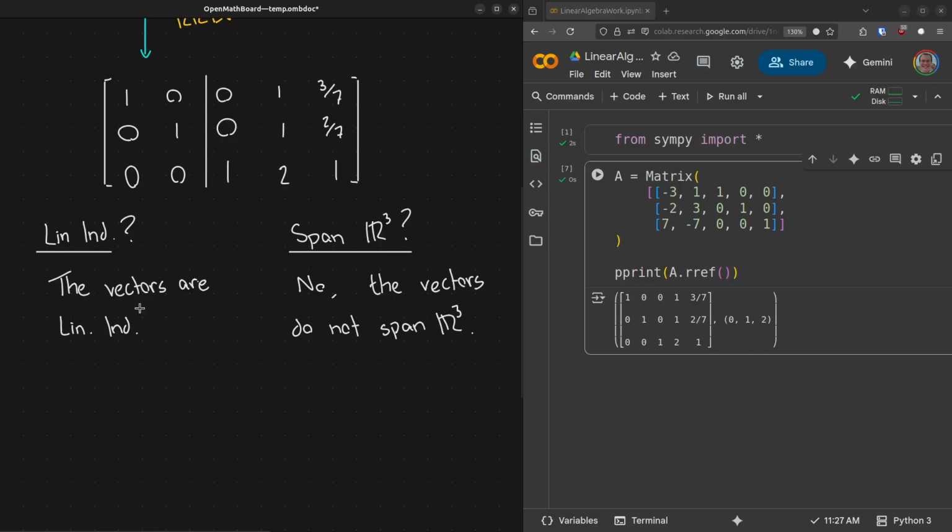In order to be a basis, the vectors need to be both linearly independent and they need to span R3. This set of vectors is linearly independent, but it does not span R3. So the vectors are not a basis for R3.